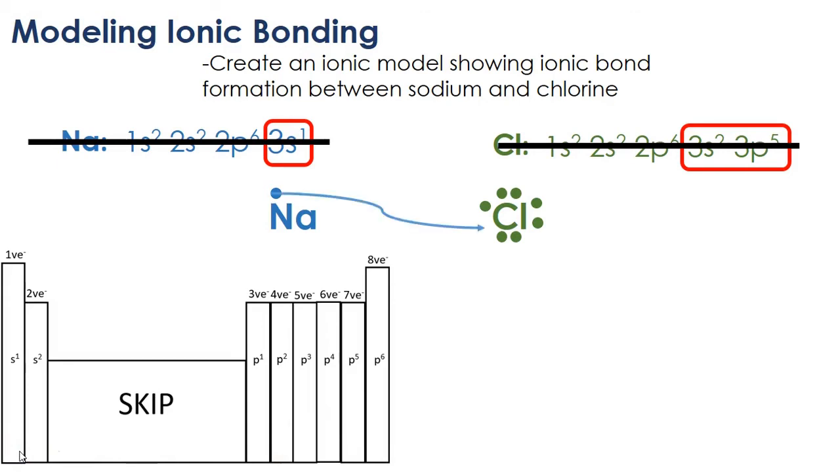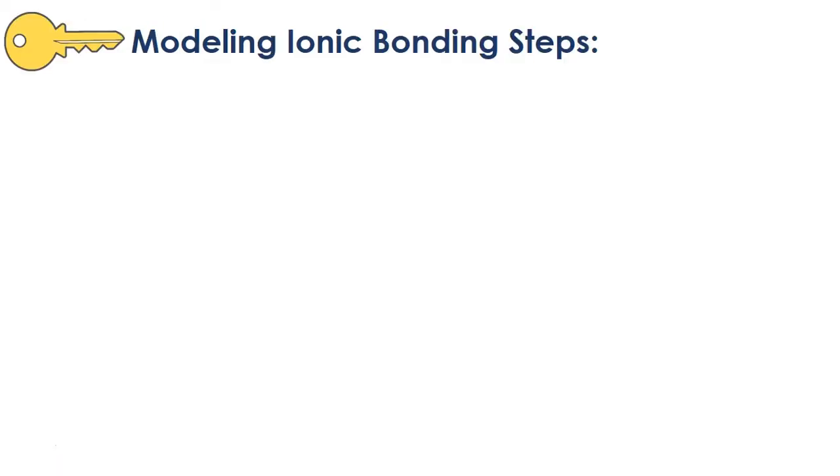We know that our metals are going to transfer their valence electrons to a nonmetal. So sodium is going to transfer one of these valence electrons to chlorine. As a result, because sodium lost 1 valence electron, it's going to have a positive 1 charge. And because chlorine gained 1 electron, it's going to have 8 electrons around it now with a negative 1 charge.